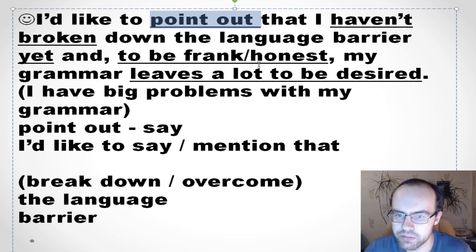And to be frank, or to be honest, so we use present perfect here. We have to use present perfect here because of "yet". This time marker tells us that we need to use present perfect. We use "yet" mostly in negative sentences, and we put it at the end of the sentence.